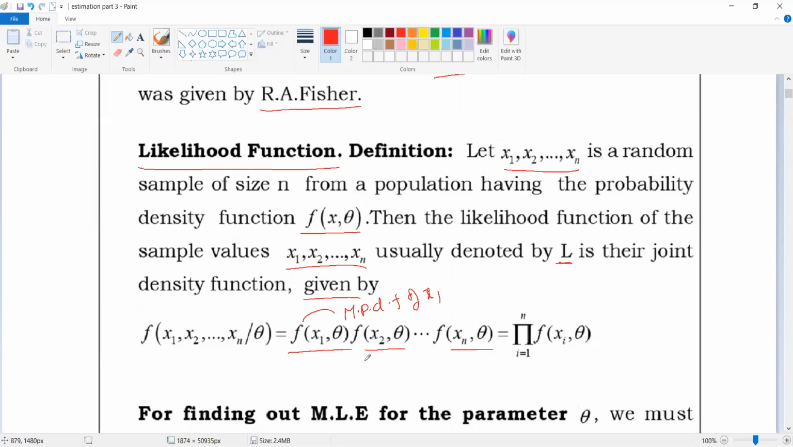The parameters are the same here. The second one is also the marginal PDF of x2, and the last one is the marginal PDF of xn. The product of the marginal PDFs gives the joint function, so it is denoted by L. L is equal to the product from i = 1 to n of f(xi, theta).